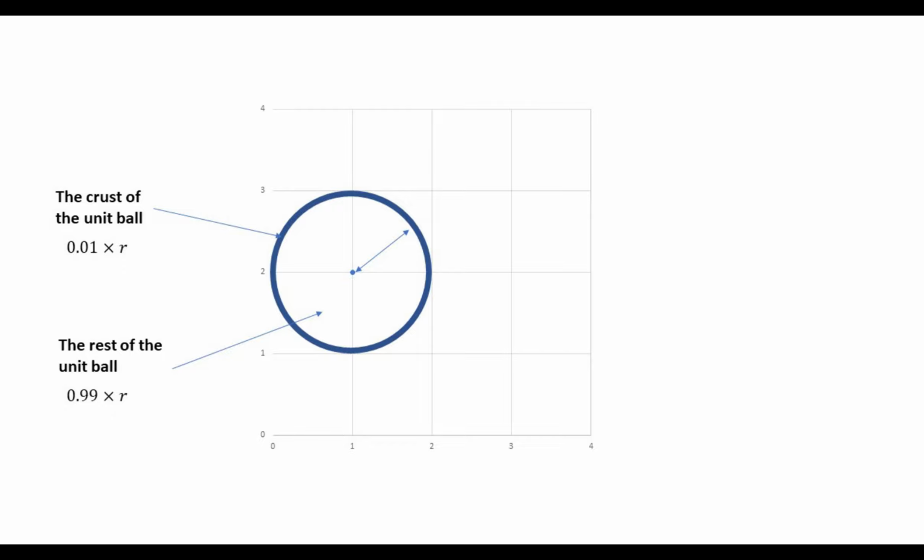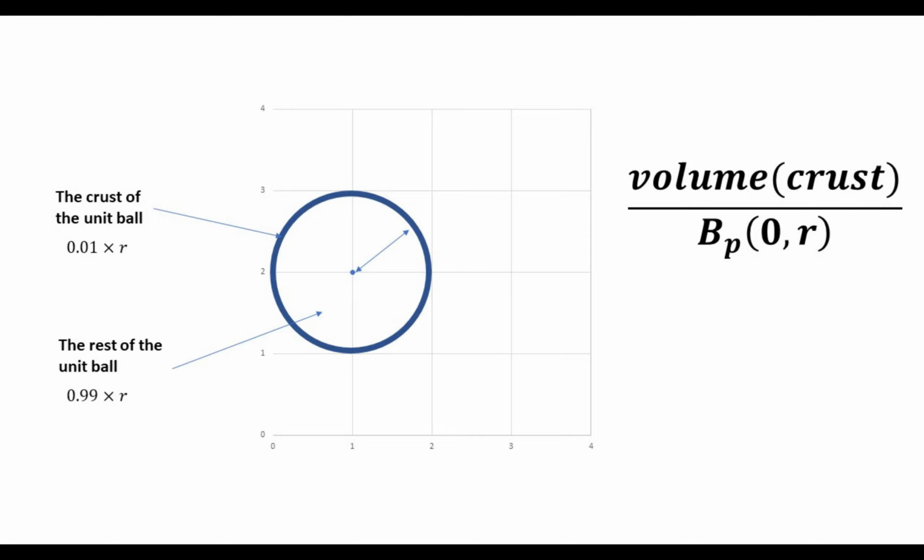We want to see how the ratio between the volume, the surface in our case because we are in a two-dimensional setting, the ratio between the surface of the highlighted zone and the surface of the ball, changes in function of the dimensionality. After a simple calculation, the ratio is equal to 1 minus 0.99 to the power of p. Yep, p interferes here too. Let's plug in different values of p and see how this ratio changes.